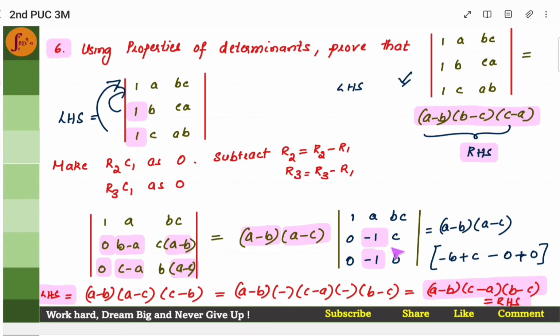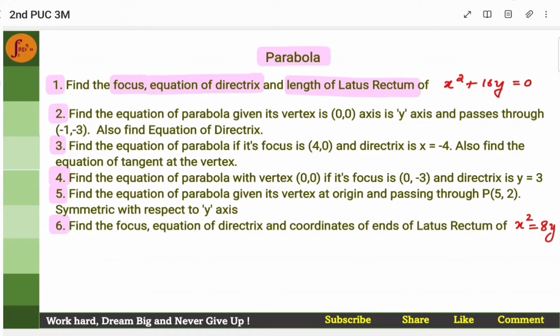Now I find the determinant directly. Parabola is the simplest and easiest scoring chapter, be it in a 2 marker or 3 marker question. There is a revision video on parabola, and also a detailed video on parabola. There is a playlist; go through this.